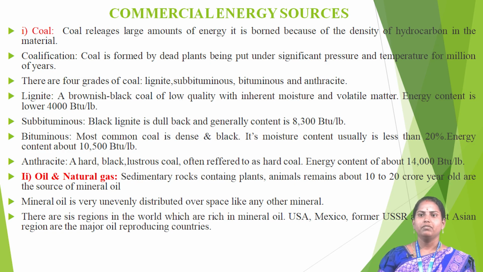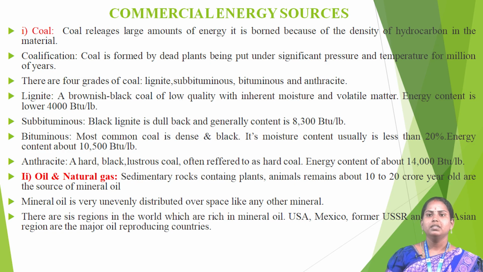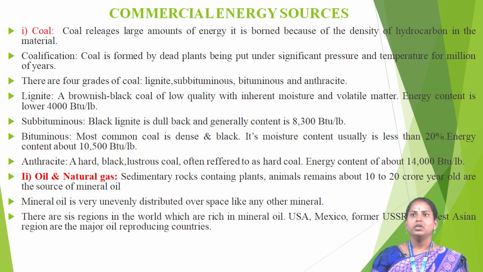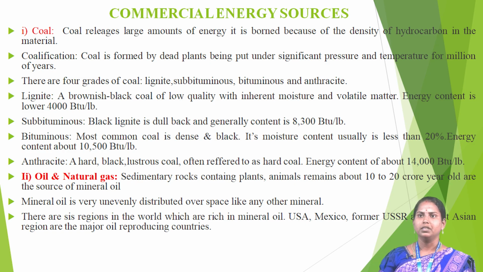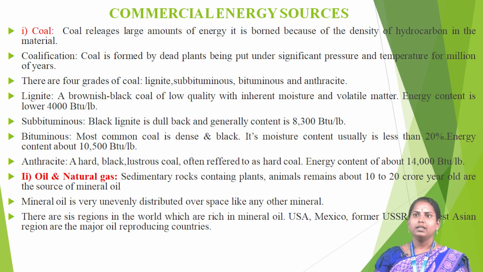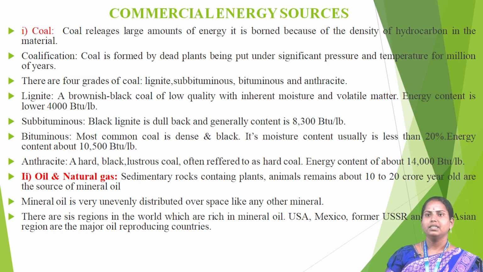There are four grades of coal: lignite, bituminous, and anthracite. Lignite. It is a brownish black coal of low quality with inherent moisture and volatile nature. Energy content is lower, 4000 BTU. Bituminous. It is a black lignite, is dull black and generally contains 8300 BTU. Bituminous. Most common coal is dense and black.